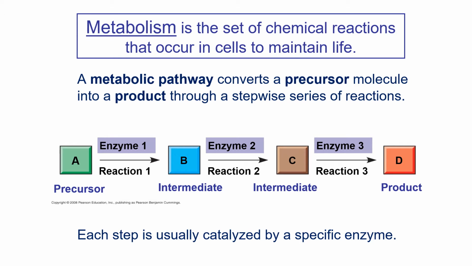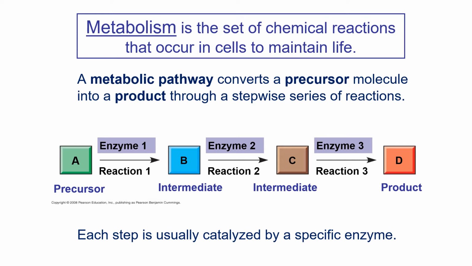So we have the precursor at the beginning, the product at the end. All the intermediate molecules in between are known as intermediates. So now we have intermediate B. Now that reaction had to change the molecule in some way. Maybe something was cut off, maybe something was added like a phosphate, or maybe the atoms were rearranged. That reaction would have been catalyzed by an enzyme.